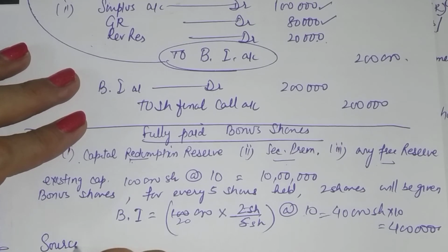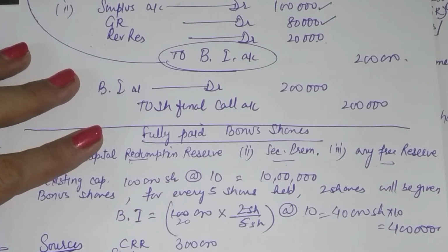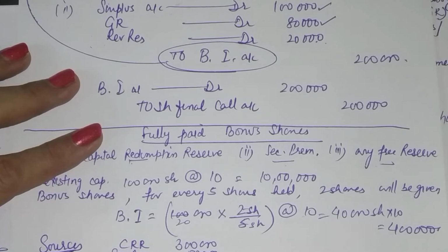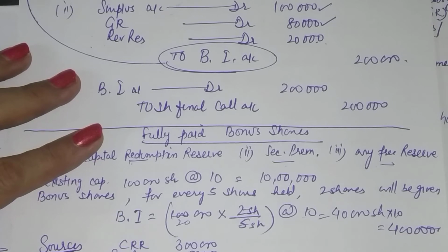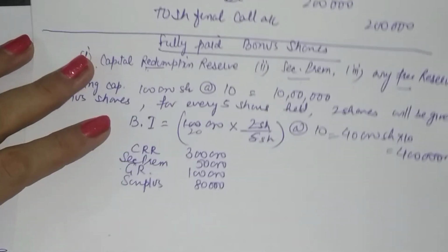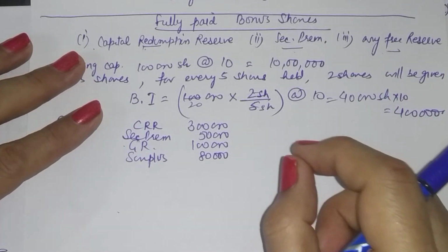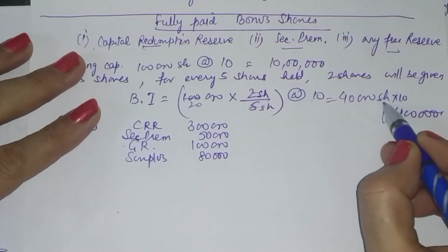So let us assume the company is having, say, capital redemption reserve 3 lakh, securities premium say 50,000, capital reserve is not there, general reserve is 1 lakh, surplus is 80,000. Now your question says that the company wants to utilize general reserve to the minimum possible extent. That means you will go for general reserve only if there is a need. Now you need 4 lakh.